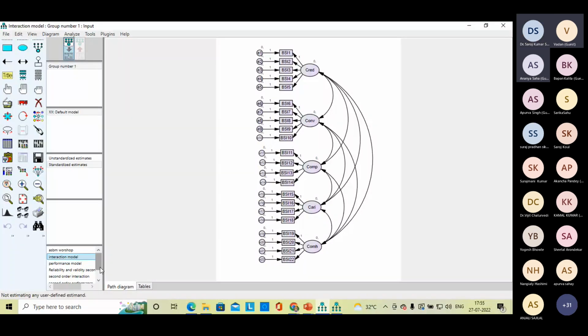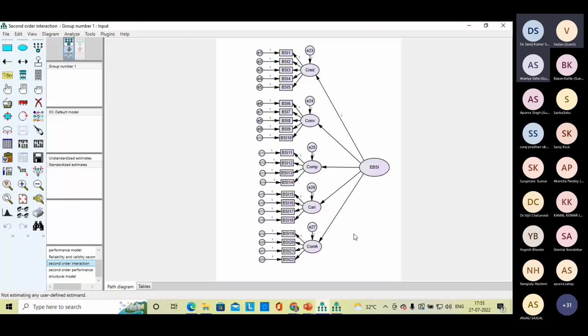Let me go to the second order. Look at my figure. All of you please look at credibility, convenience, compatibility, caring, comprehension. These 5 constructs have been measured first. Then these 5 constructs ultimately build the effectiveness of buyer-seller interaction. Here it is written EBSI. Now the entire figure will be called second order CFA.